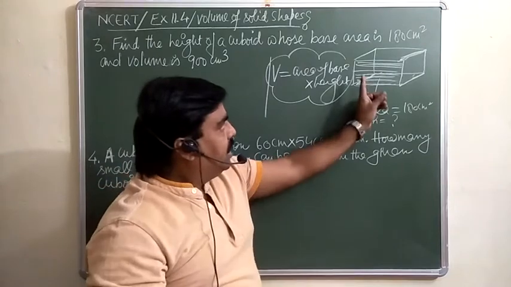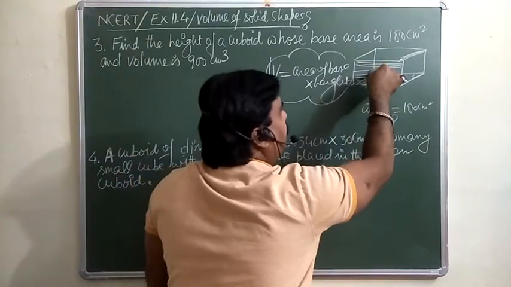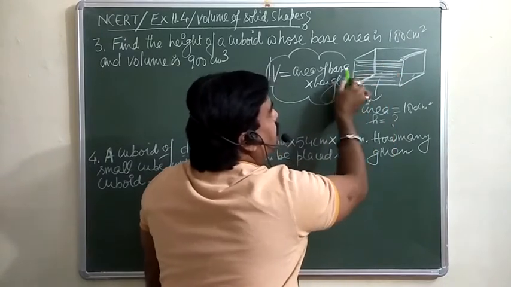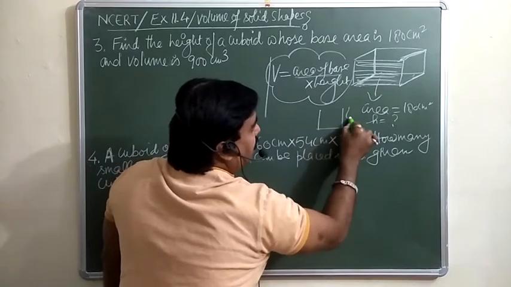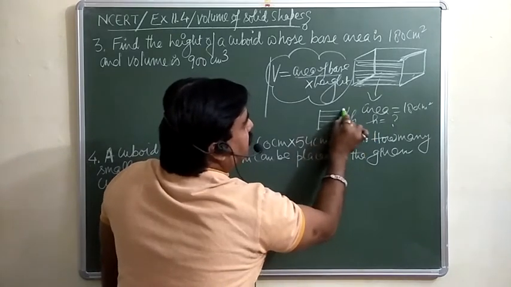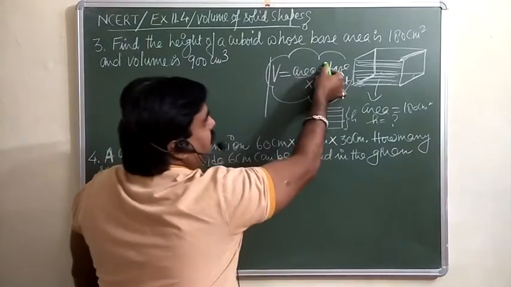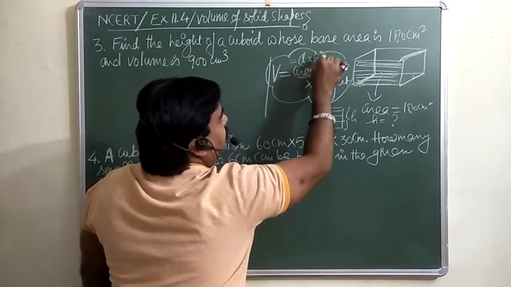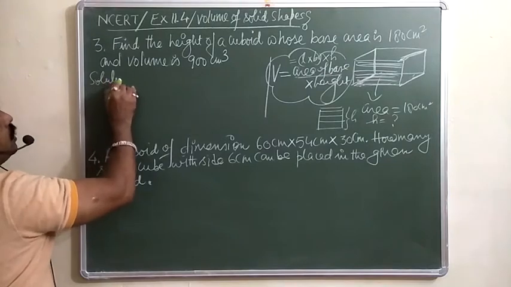But the condition is that the area of the base, up to the height you are taking, should not be changed. This should not be changed at any point. Then this formula is directly applicable. In the case of a cuboid, the area of the base will be L into B, and the volume L into B into H. So directly you can apply this general formula.